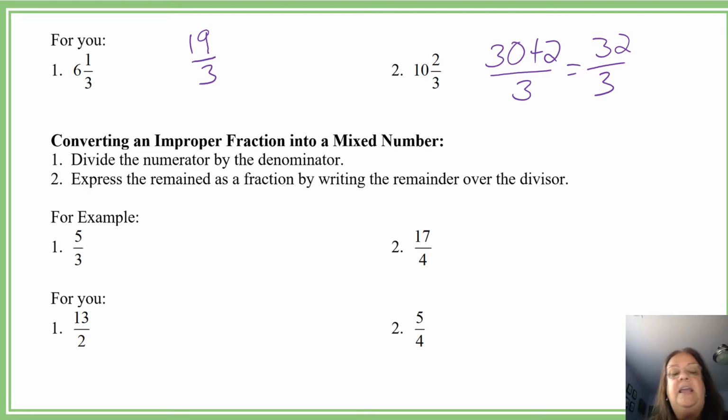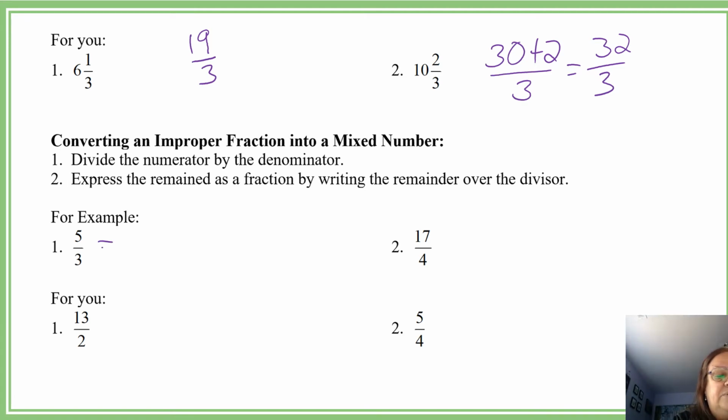All right, converting an improper fraction into a mixed number. Now going the other way, it's a little more difficult. Okay, you divide the numerator by the denominator and express the remainder as a fraction by writing the remainder over the divisor. Lots of vocabulary in there, makes it look really hard, but it's not.